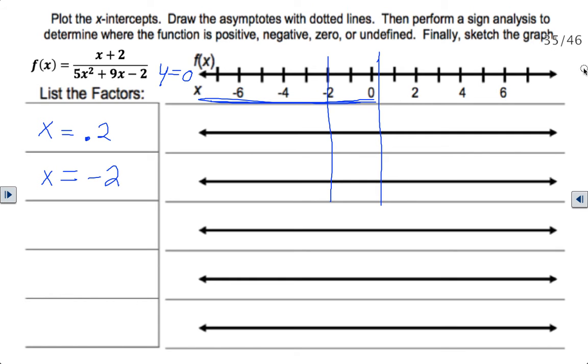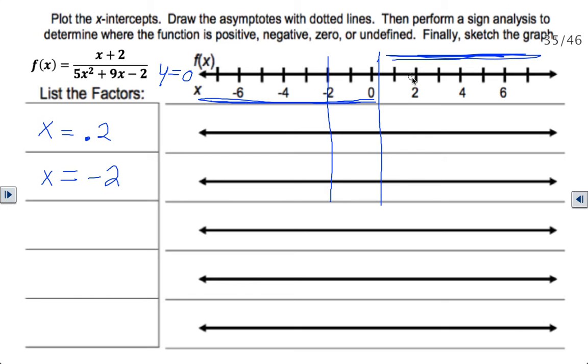So what I can do is pick any number that's in this section here, and plug it in for x. In this case, I want to use 1 because it's in that section. So I have 1 plus 2 gives me 3. And then I have 5 times 1 is 5 plus 9, because 9 times 1 is just 9. So 5 plus 9 gives me 14, and minus 2 gives me 12. So it's a positive 12. And this is 3 over 12, so it is going to be positive. So in this section, I am going to be above the horizontal asymptote as well.